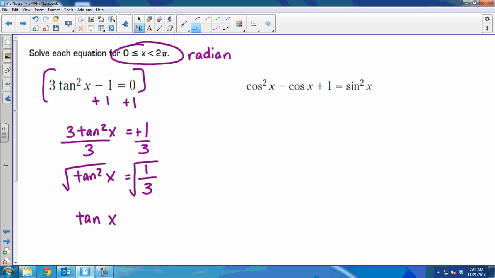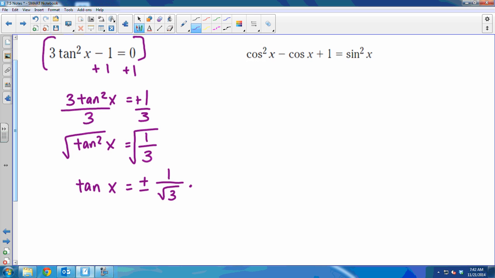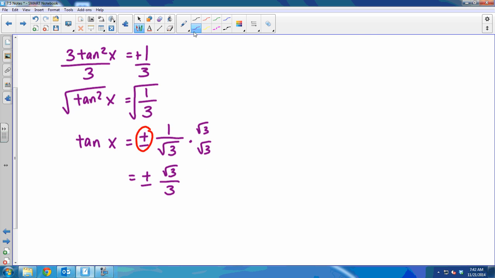So tangent x equals positive or negative the square root of 1, which is 1, over the square root of 3, which we can't simplify. And then we just need to rationalize that, so we multiply by the square root of 3. So positive or negative square root of 3 over 3. So again, simple solving: add 1, divide by 3, take a square root. When you take a square root, you can get positive or negative, so I've got two equations to solve.